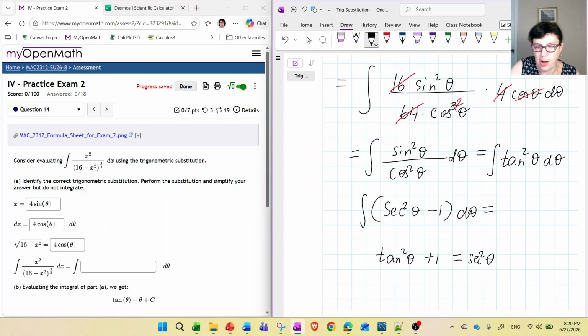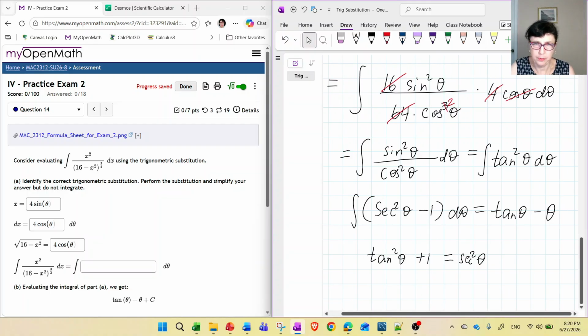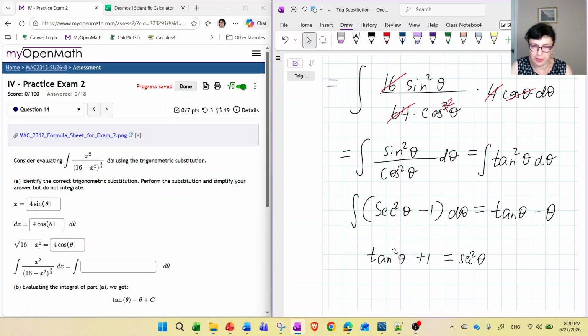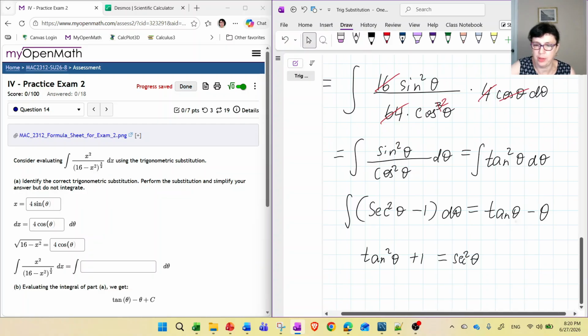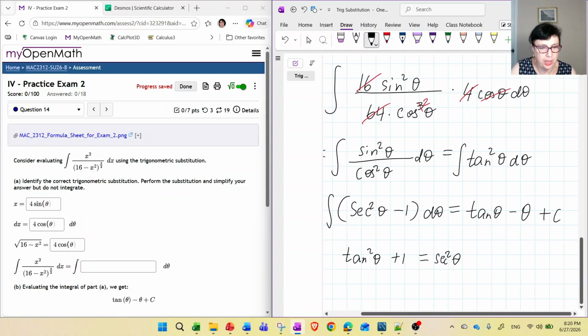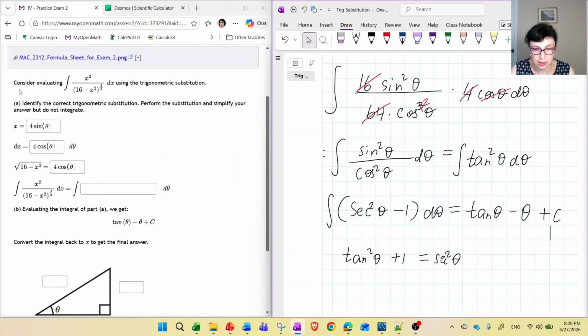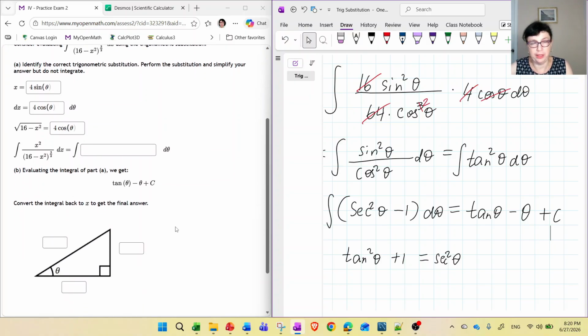Now, how do we integrate that? Well, secant squared is one of the integrals that everybody needed to memorize. That is tangent. And 1 becomes just theta, right? Because generally integrating a number is like, let's say 5 is 5x. 1 is 1x. But here it's not x, it's theta. That's why I'm saying minus theta. Okay, so we've got this answer right here. But now we have to translate it back, right? From Russian back to English.